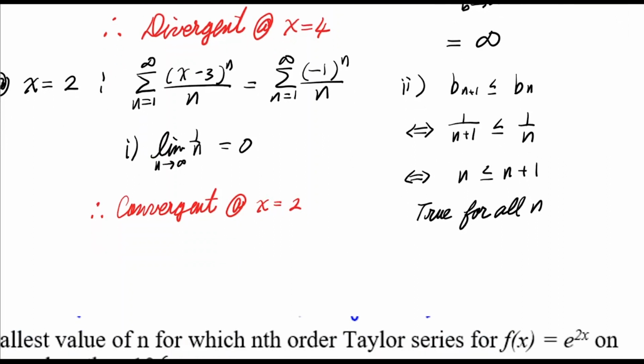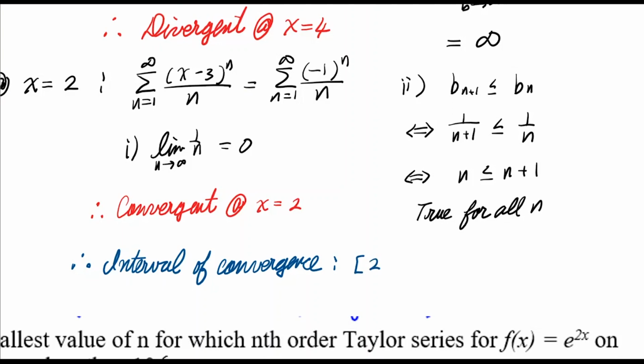Now, so finally, we can say the interval of convergence, therefore, is 2 included and 4 excluded, because we already had the interior from the ratio test up there. You know what I'm saying?